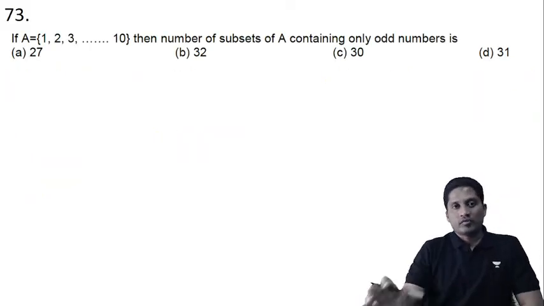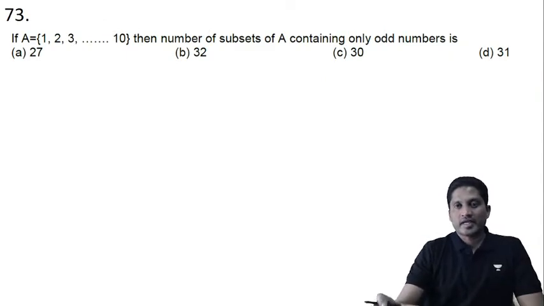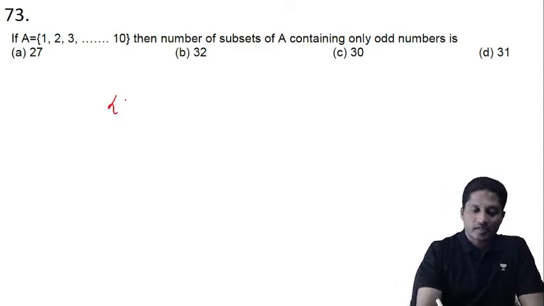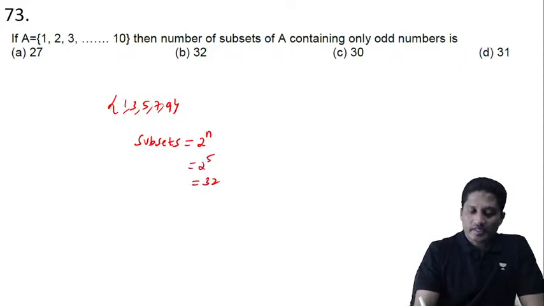Set A is equal to 1 to 10. Total number of subsets containing odd elements. Odd elements are 1, 3, 5, 7 and 9. Total number of subsets, again 21 question, is 2 power n, which is 2 power 5, which is 32. Answer is option B.